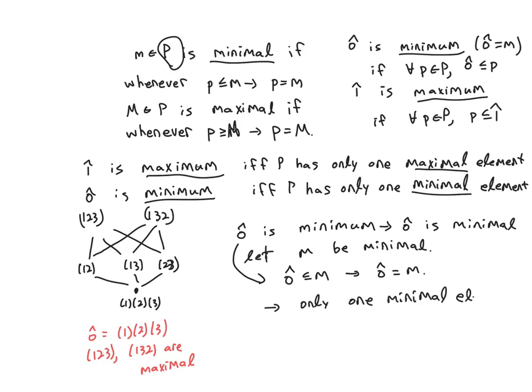And so what have we shown? We've shown that if your poset has a minimum element, then that minimum element is minimal and it's the only one. Now you need to go backwards. Suppose you have only one minimal element, and I'll argue that it's a minimum.